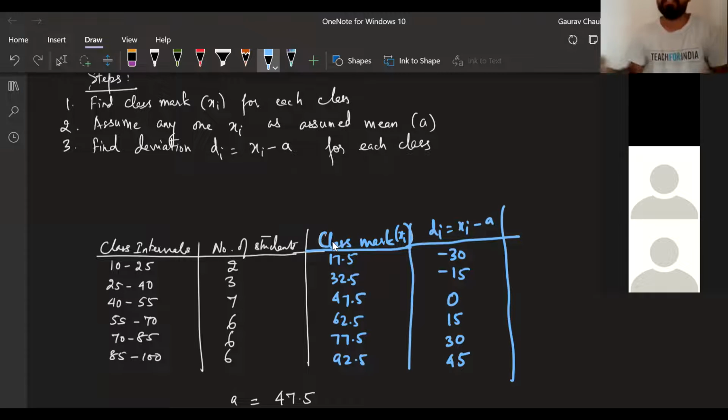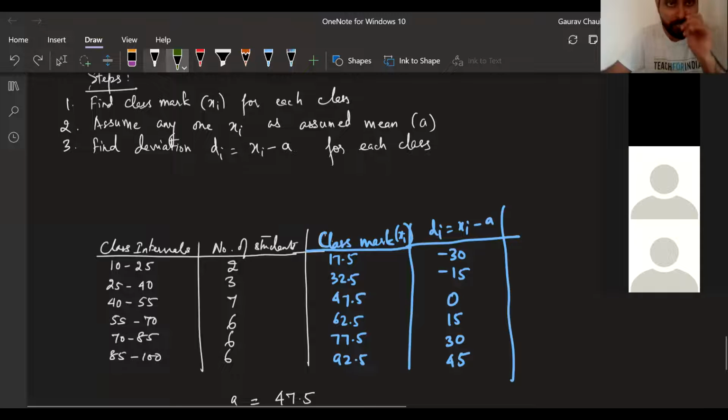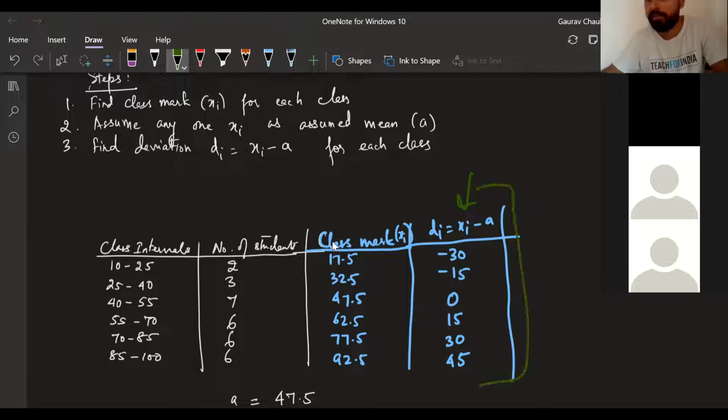Okay, so this is deviation for each and every class. Now in the previous method, that is the assumed mean method, till here, till class mark, we needed for the direct method. We did not have to go ahead after this. In the assumed mean method we needed till here, deviation. We did not have to go after this.